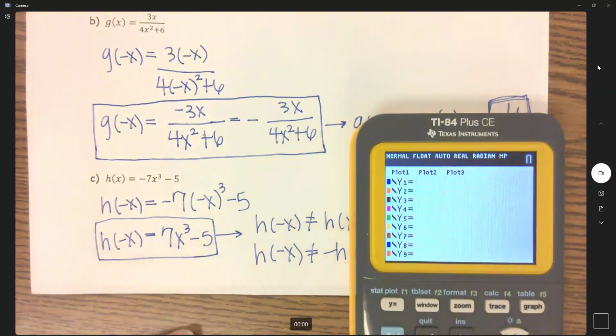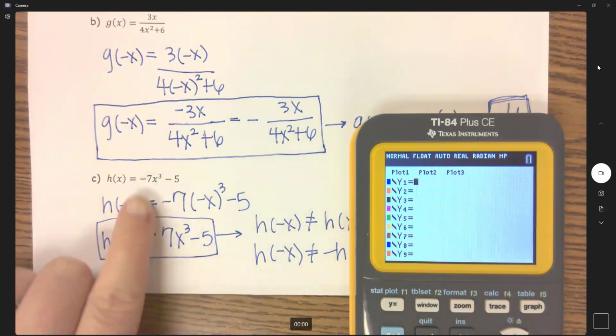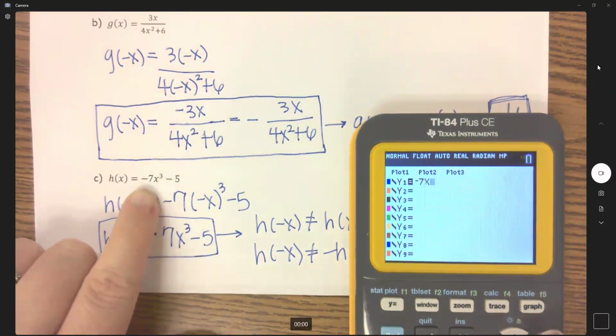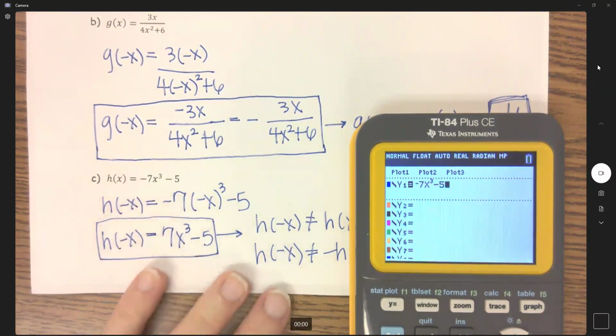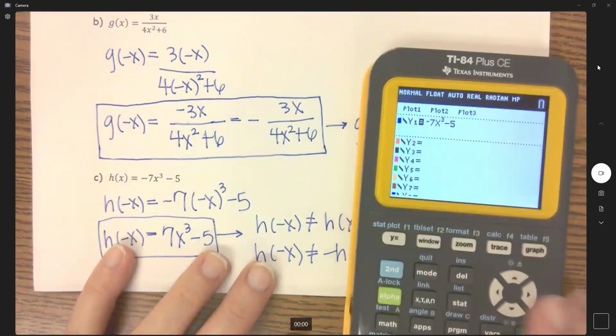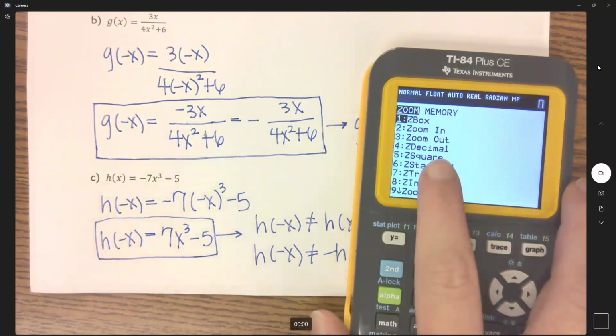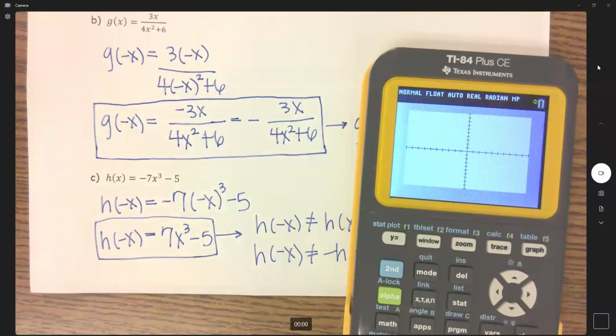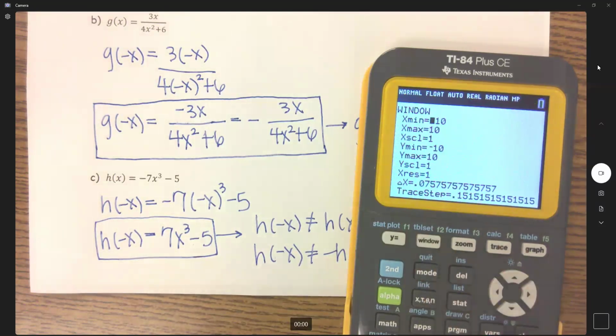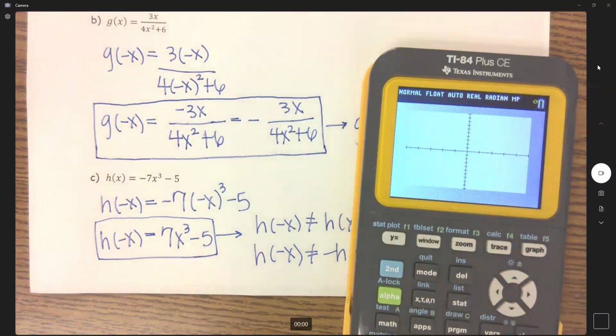Okay, in my y equals, I'm going to put what my function was. So negative 7x cubed minus 5. And I don't know what graph we need, so I'm just going to do zoom 6 for a standard. That's always a great spot to start. Okay, and there's my graph. I'm going to change my window here just to make it hopefully a little bit more clear. Okay, so there is my function.